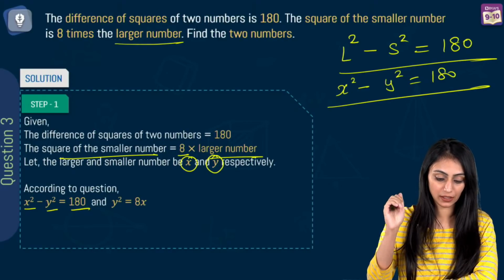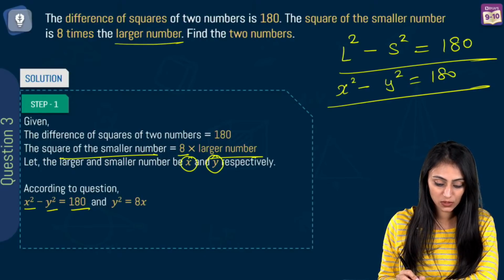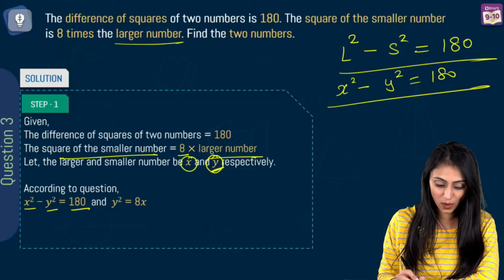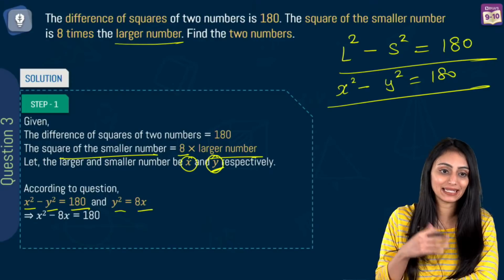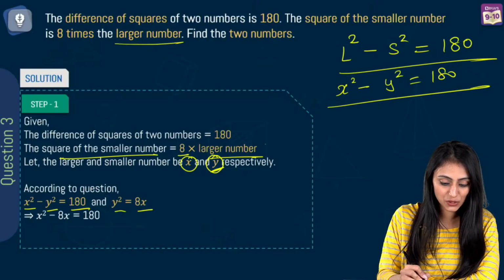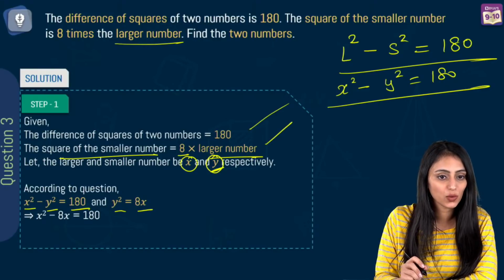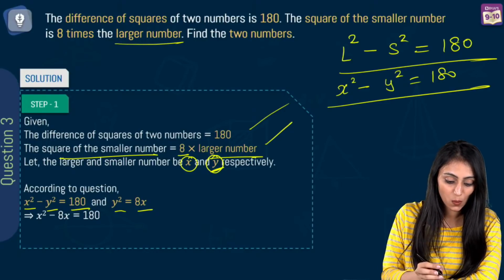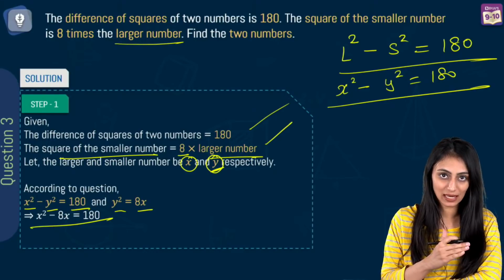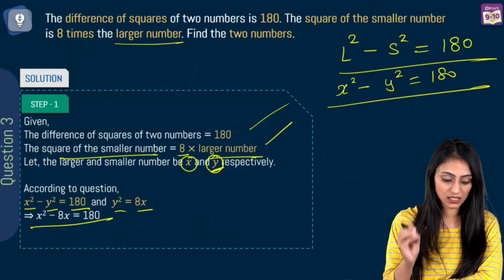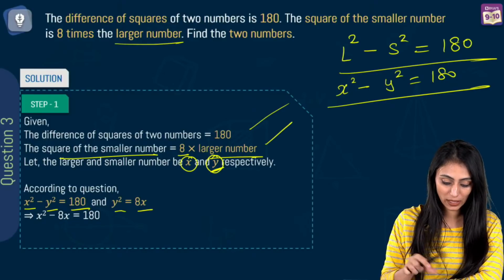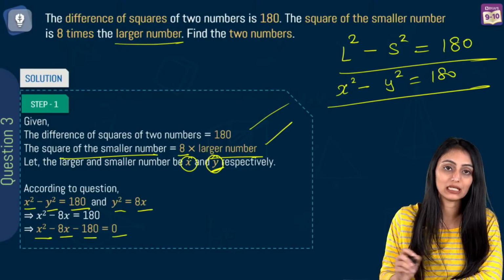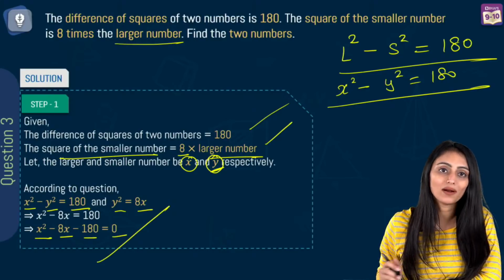So x square minus y square equals 180, and it says the square of the smaller number. What is the smaller number over here? That's y. That means y square would be equal to 8x. We have only substituted the values in these two equations. Now we will take everything on one side, so an equation will be formed: x square minus 8x equals 180. Taking 180 to the other side, we have x square minus 8x minus 180 equal to 0. So this is my quadratic equation.